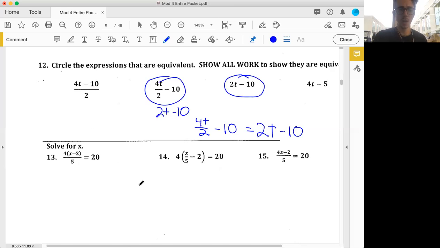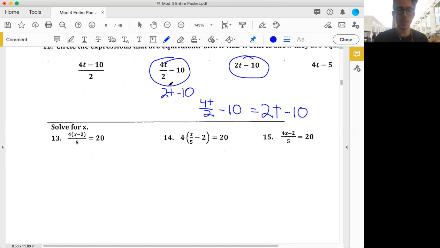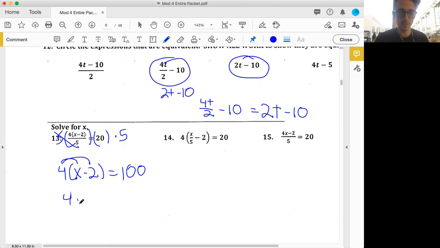All right. With our work down here, anytime you come across a fraction type deal here, use multiplication, divide both sides by your denominator. Trust me on this. This will get you 4x minus 2 equals 20 times 5, which is 100. And you have a few ways you can approach it. You can distribute in, get 4x minus 8.